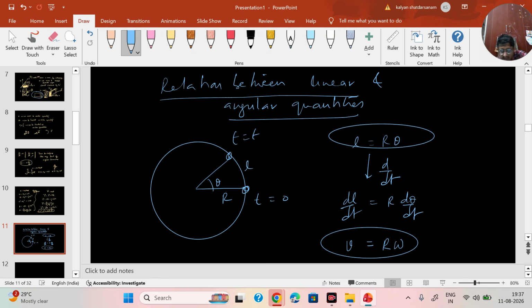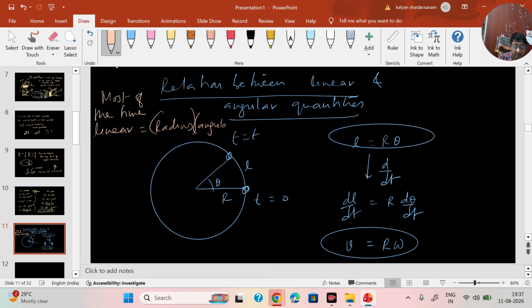When a body is going in a circle, the speed at any moment is given by r into the angular speed at that moment. So most of the time, linear quantities are radius into angular. Look at this rule: linear, most of the time, I'm not saying always, is radius multiplied by angular. There is one exception. We'll look into that. For example, linear distance traveled L is radius into angular displacement theta. Differentiate, linear speed is radius into angular speed.